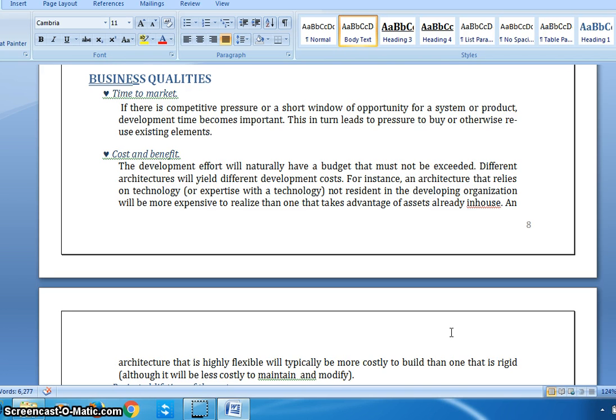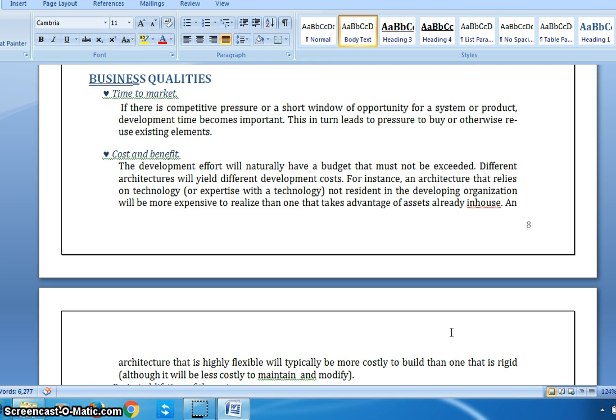That is the first criterion to be taken care of while designing a software architecture for a software product. Different architectures will yield different development costs. In the coming classes we will study the different types of architecture. Depending on the type of architecture, the cost will vary. For instance, an architecture that relies on technology or expertise not resident in the developing organization will be more expensive to realize than one that makes advantage of assets already in-house.